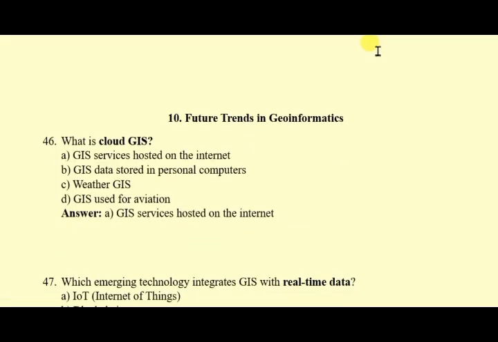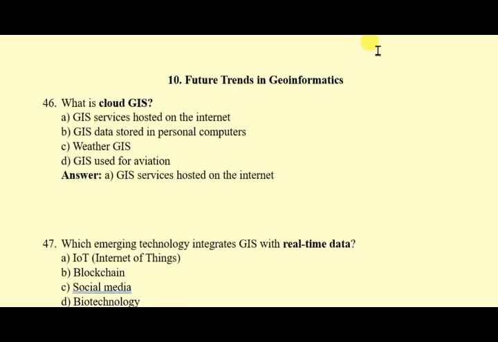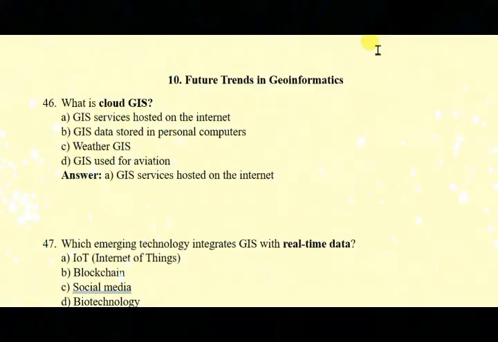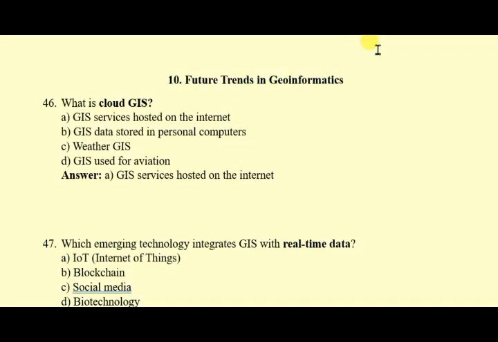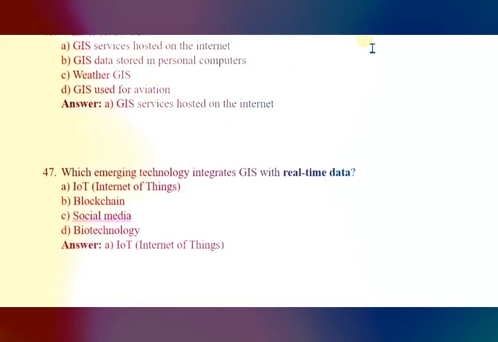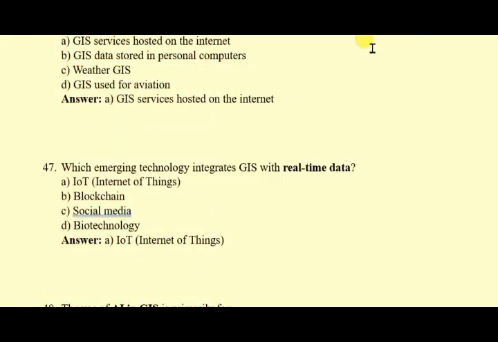Category 10, Future Trends in Geoinformatics. 46 question. What is Cloud GIS? GIS services hosted on the internet, GIS data stored in personal computers, weather GIS data for aviation. Right answer will be GIS services hosted on the internet.